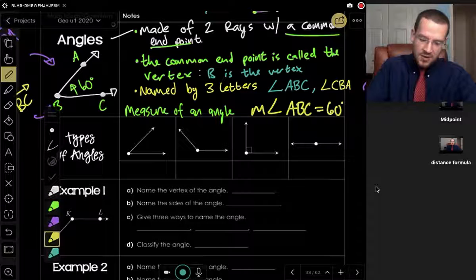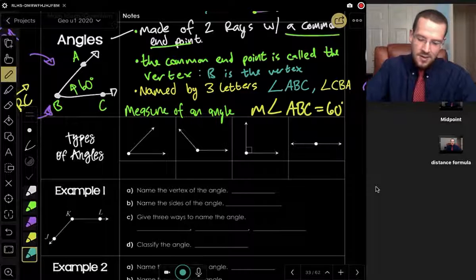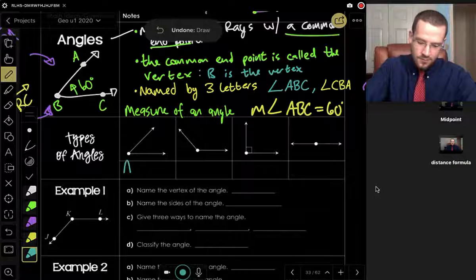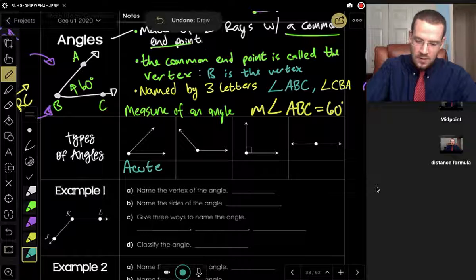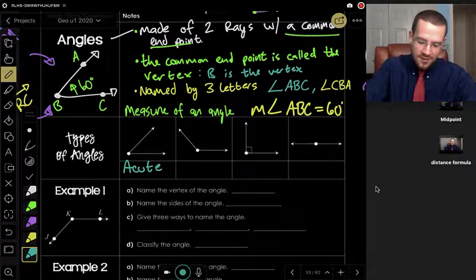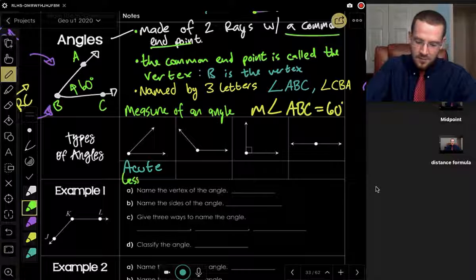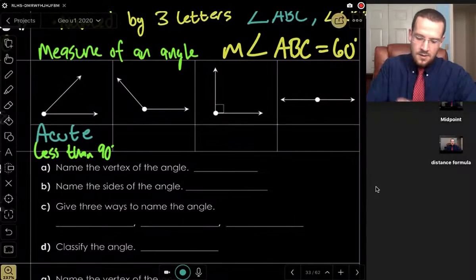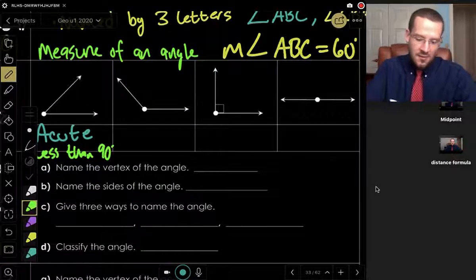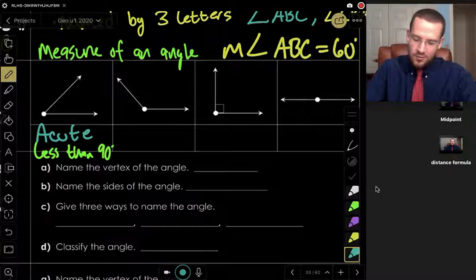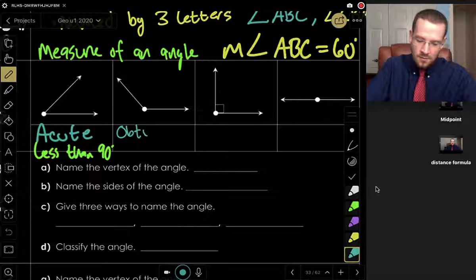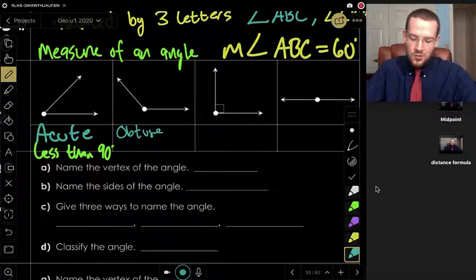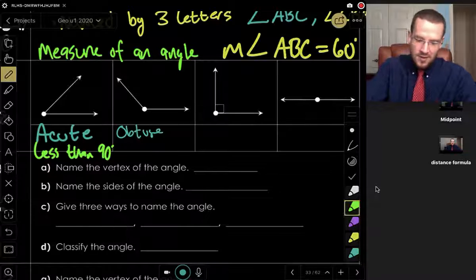So we do have different types of angles, I'm sure you are all familiar with. So this is an acute angle. This is an acute angle, and these are less than 90 degrees. In addition to that, we have obtuse angles, and these are greater than 90 degrees.